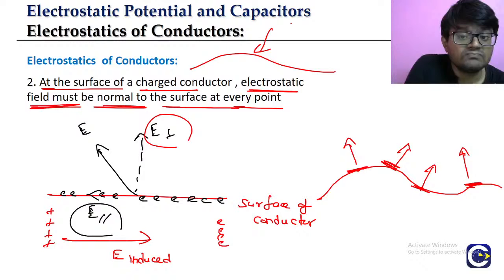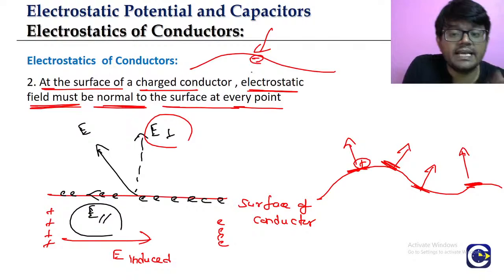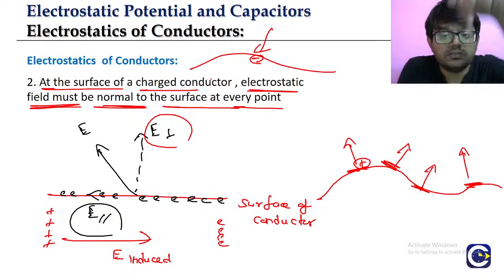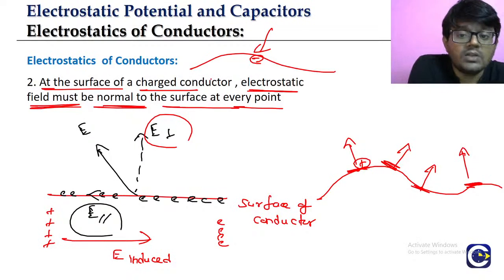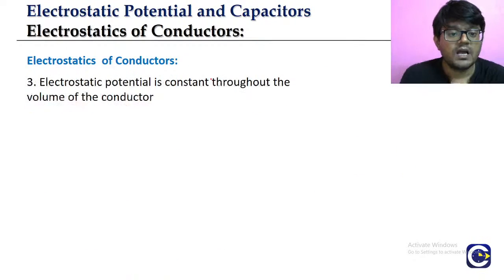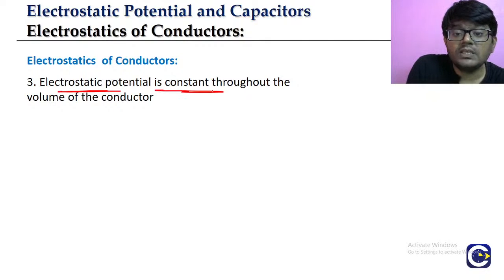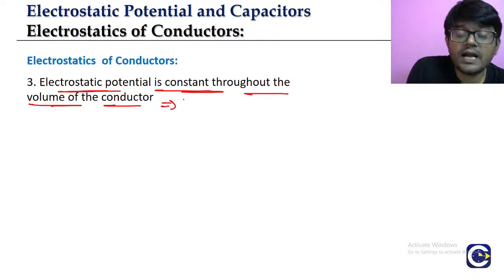It depends upon what? The charges on the surface of the conductor. On the surface of the conductor, if there is a positive charge, then the field will be what? Radially outwards. Otherwise, if the charge is negative, it will be what? Coming into the surface. Okay?